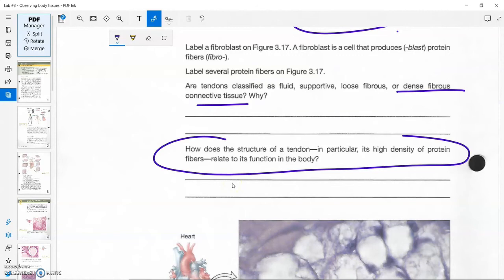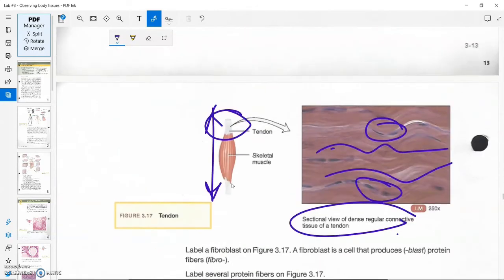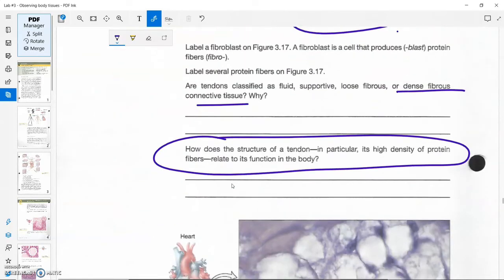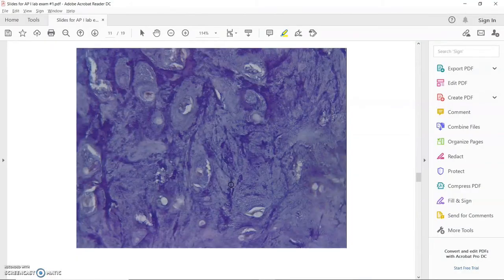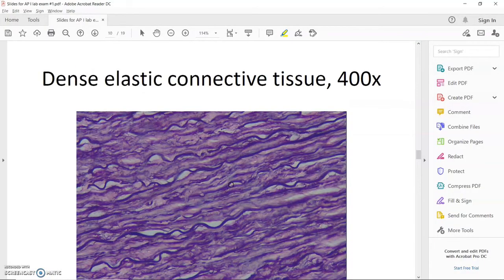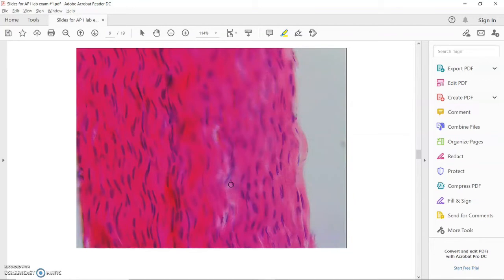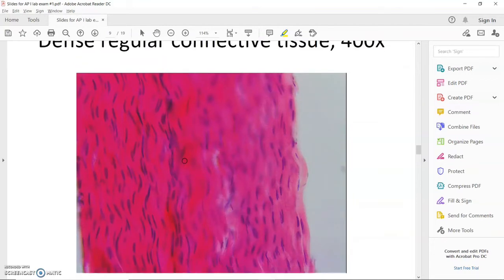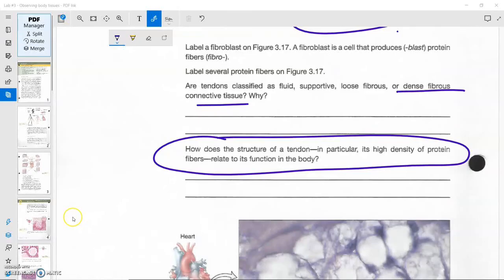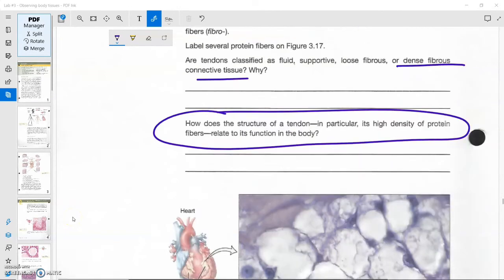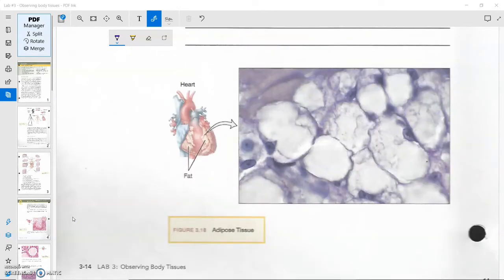So this high density of protein fibers and proper alignment allows tendons to withstand that massive unidirectional pulling force. And let's see if we can find dense elastic. Yeah, that's dense, not dense elastic. That's dense regular connective tissue. You can see nuclei of fibroblasts and individual fibers going through. So once we're done with the tendons, we can move on to adipose tissue.